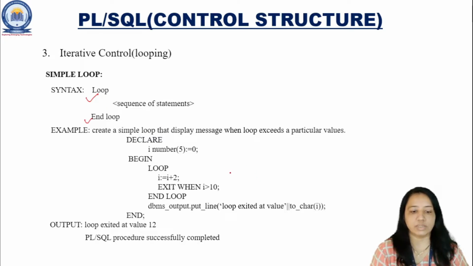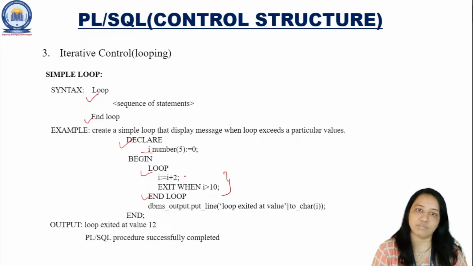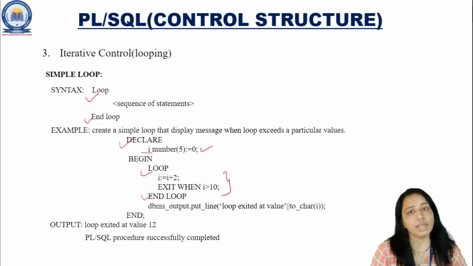To create a loop, we declare one variable, I, with the value 0 initially. Then begin, and this loop is written in the begin section only. In it I have specified loop and end loop, and in between we write these two statements. You can see I = I + 2. As you normally increment a value in mathematics, the same thing you can apply here. Initially the value of I is 0, then I increment it by 2.